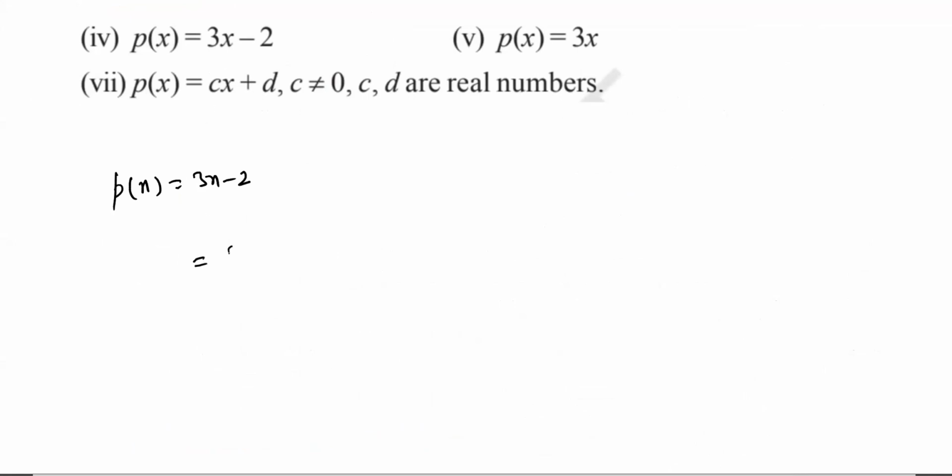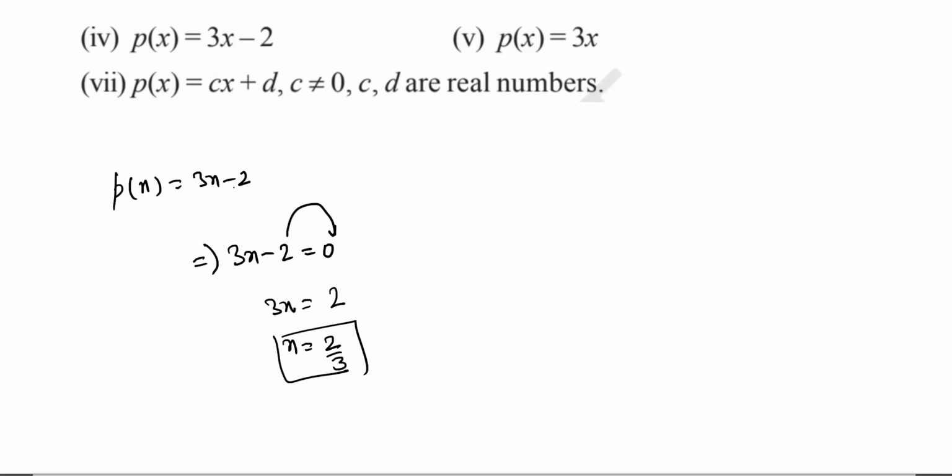So what you will do: 3x minus 2 is equal to 0. Consider that when you put some value of x, you will get the answer as 0. Now bring this 2 to that side because it is minus, so it will become plus. 3x equals 2. Then 3 is multiplying with x, so it goes in division. So x is equal to 2 by 3. So for this equation, the zero of the polynomial is x equals 2 by 3. When you put the value of x as 2 by 3, you will get the answer as 0.